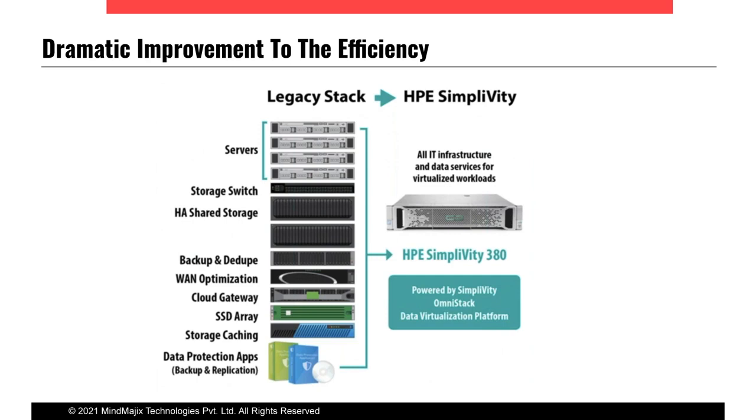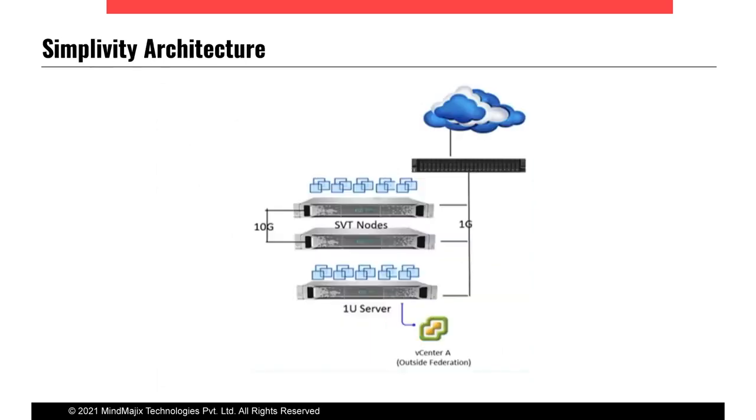So this is the SimpliVity architecture, and we'll show you how it works. It is 10G to 10G. If you have a 2-node cluster, there is no need for a switch. You connect 10G to 10G, node to node. 1G goes to your management, and you need one external server for vCenter. This is the basic SimpliVity architecture.